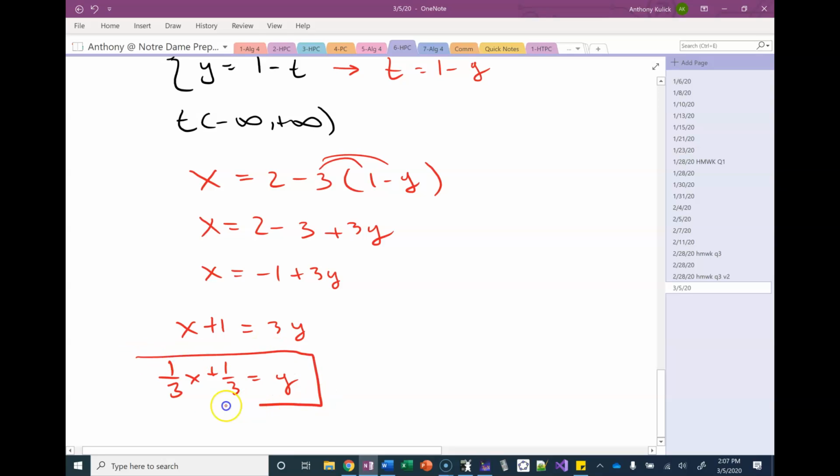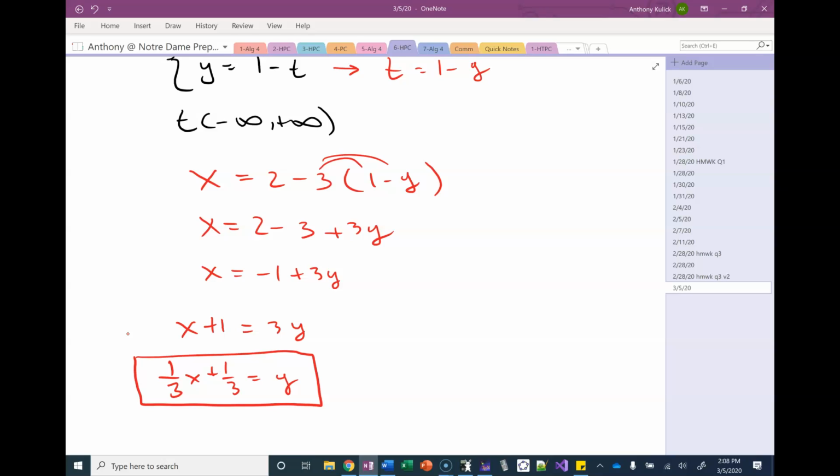And there's my Cartesian form equation. Is everybody okay with that? All right. So what kind of function did this turn out to be? Yeah, linear equation, right? This is just a line. Everybody's okay with that? All right.